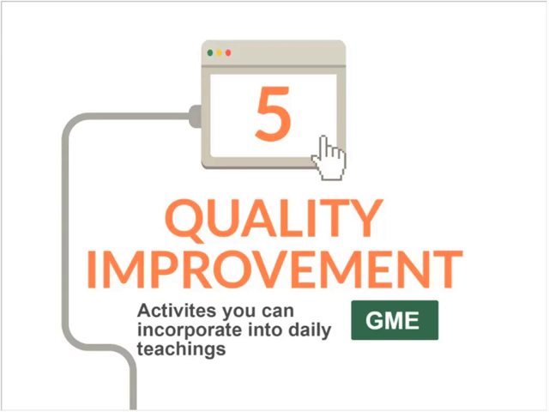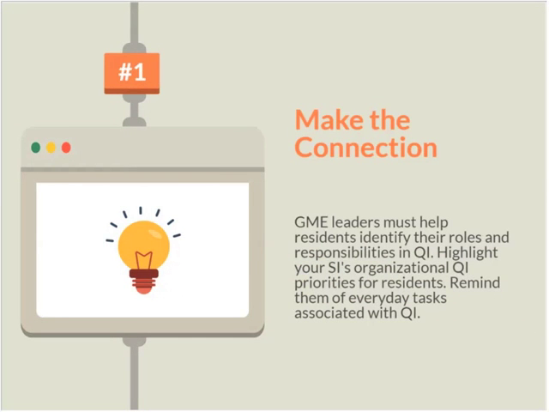So let's get down to it, 5 ways to incorporate quality improvement into daily teachings and activities. Number 1, make the connection. This also may be the most important of them all. We need to get residents into a quality improvement mindset and have them start making the connection between simple things, everyday tasks and responsibilities, and quality improvement.